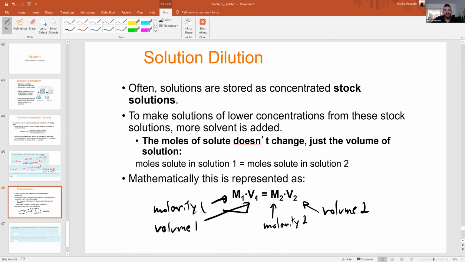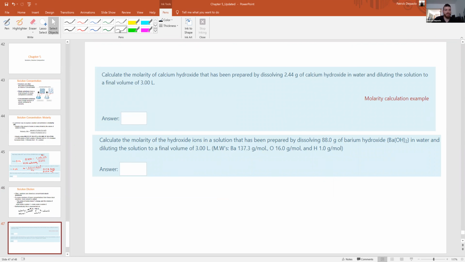liter. I want to dilute it to 0.1 molar. How much volume do I need in the solution? Or how much volume do I need to add? First, you would solve for V2 and then subtract the 2 volumes. So there's a lot of work you can do with dilution formulas. So the best way to teach it is, again, through example. So let's do a couple of examples using that equation.